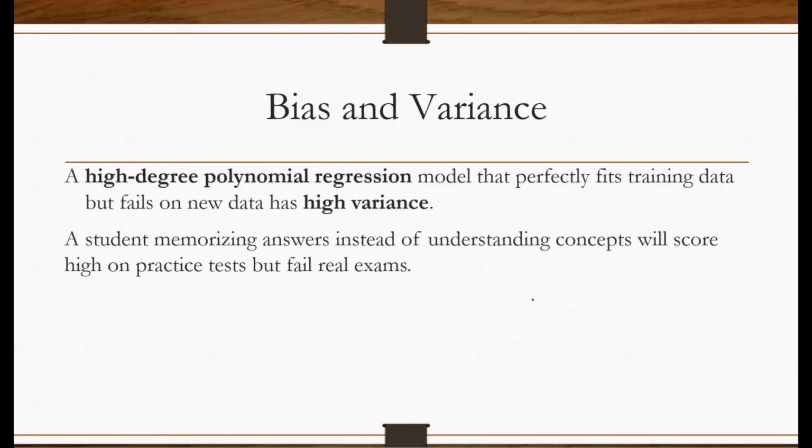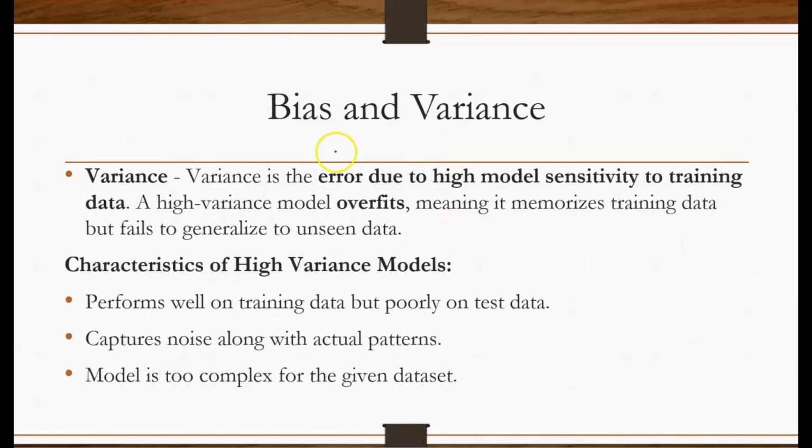Then we can see what variance is. Variance is the error due to high sensitivity to training data. That means the model is becoming more complex. So a high variance model consistently overfits the data. It memorizes the training data very well. It's very complex. Overfitting means all the complexities of the data are included. The model is highly complex.